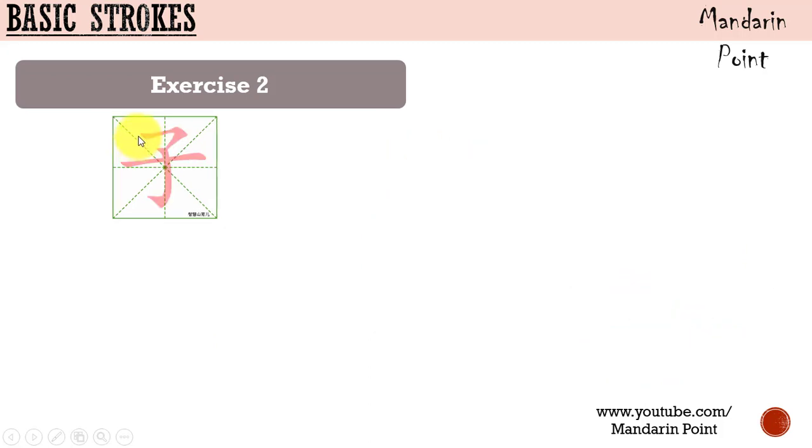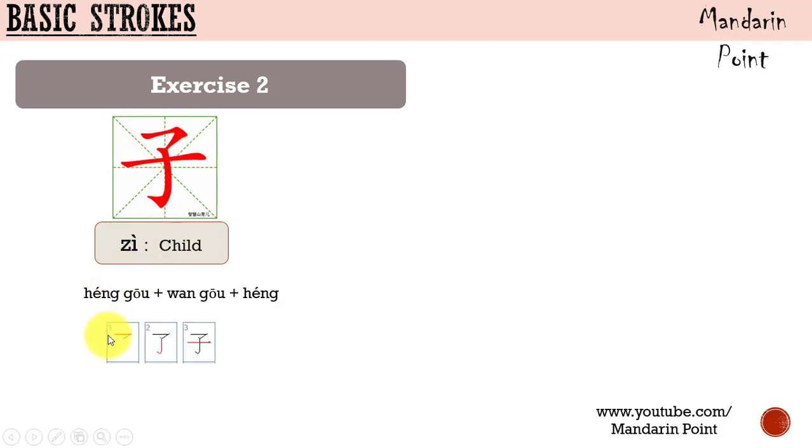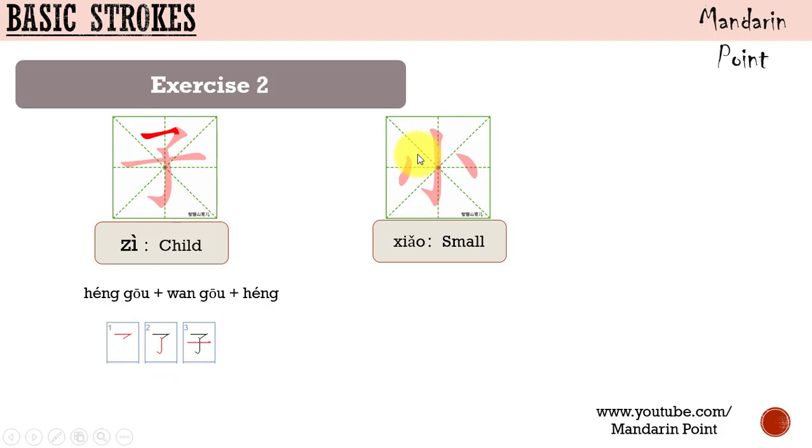Here we have another one. It is zi, child. It has 3 strokes. 1, 2, 3. Wan guo, and heng. This one is xiao, meaning small.